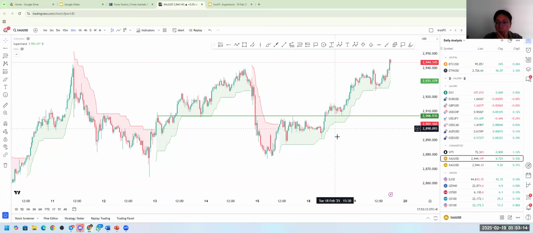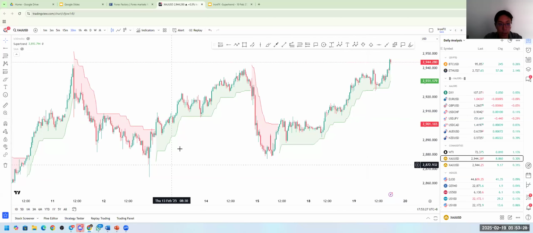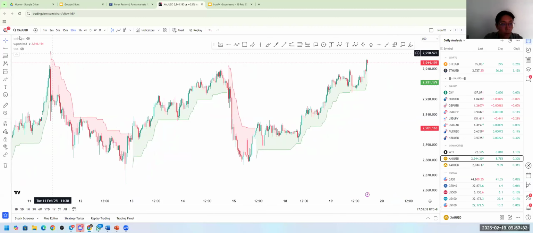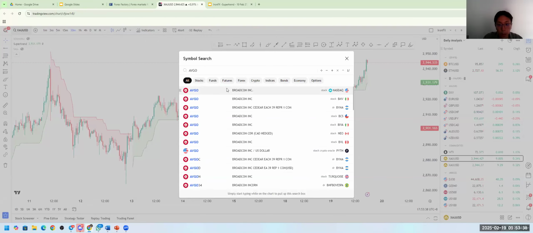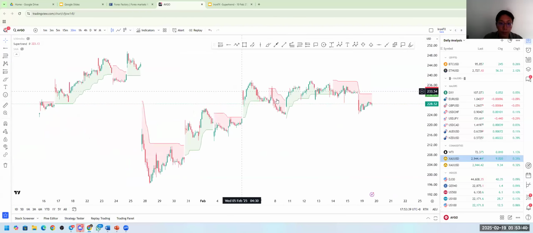Okay, I can't show you how to use a stock screener because I don't have a stock screener on this platform, TradingView. But a simple strategy is something like this. Let me show you on any pair. Let me try to show you, what's the stock called? AVGO, Broadcom Inc.